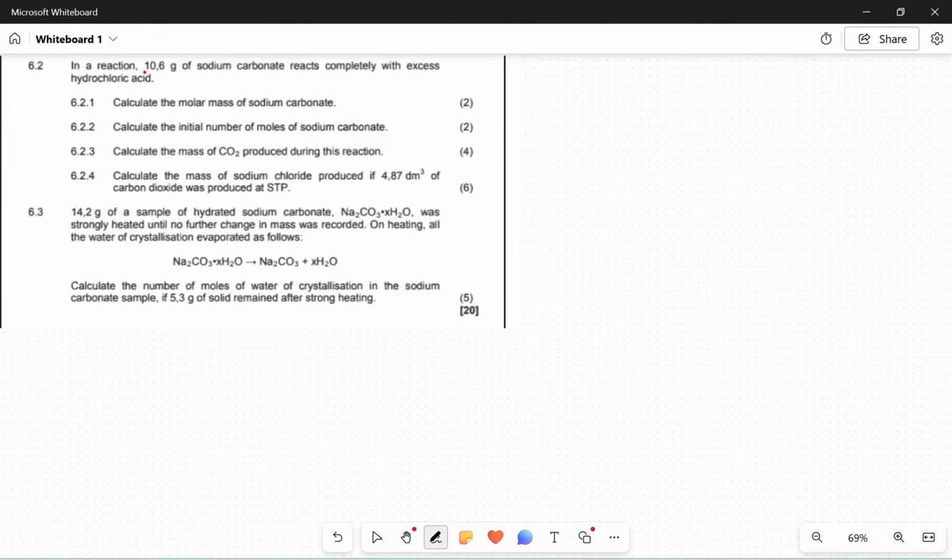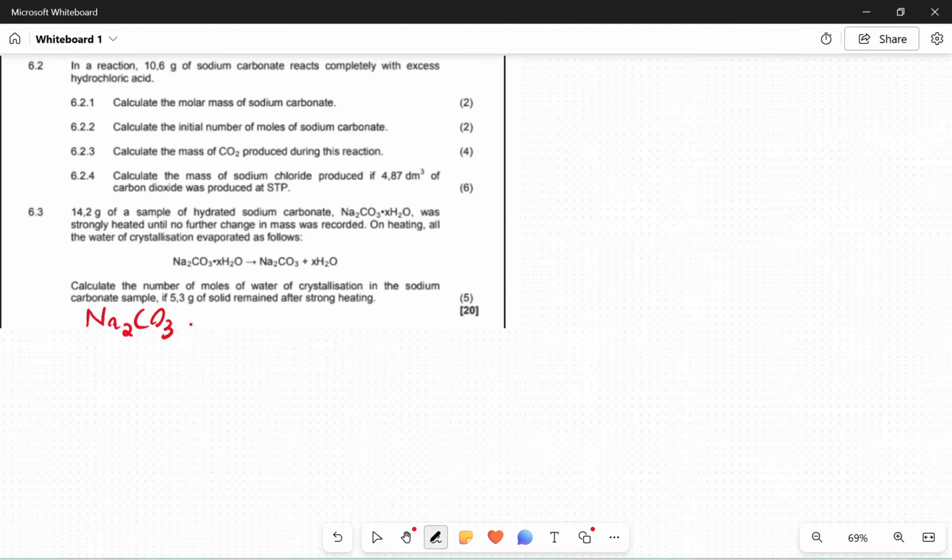So here they say in a reaction 10.6 grams of sodium carbonate reacts completely with excess hydrochloric acid. Then they say calculate the molar mass of sodium carbonate. How does sodium carbonate look? This is the formula for sodium carbonate. It is NaCO3, but it's actually Na2CO3. Yeah, that's the formula for sodium carbonate.